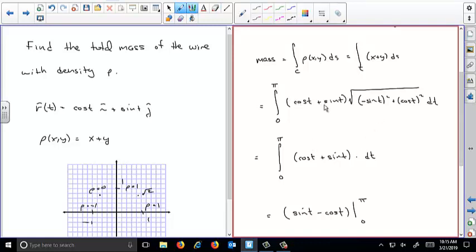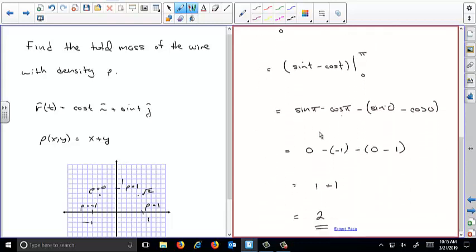So you just have the integral of cosine of t plus the sine of t dt from t equals 0 to t equals pi. So integrate the cosine, which is the sine, you integrate the sine, which is negative the cosine, you evaluate the upper limit of t, subtract evaluating at the lower limit of t, so you get the sine of pi minus the cosine of pi minus the sine of 0 minus the cosine of 0. So the sine of pi is 0, the cosine of pi is negative 1, the sine of 0 is 0, and the cosine of 0 is 1.